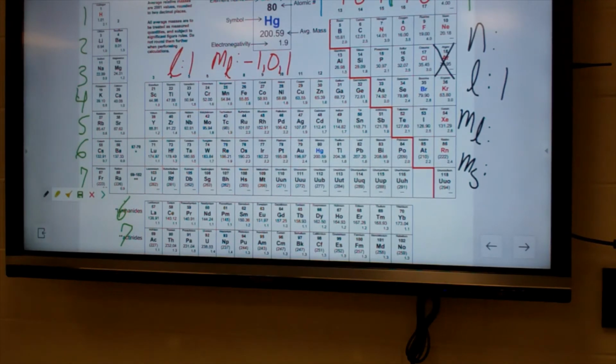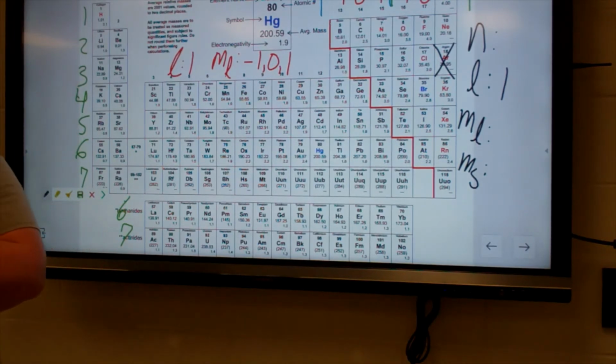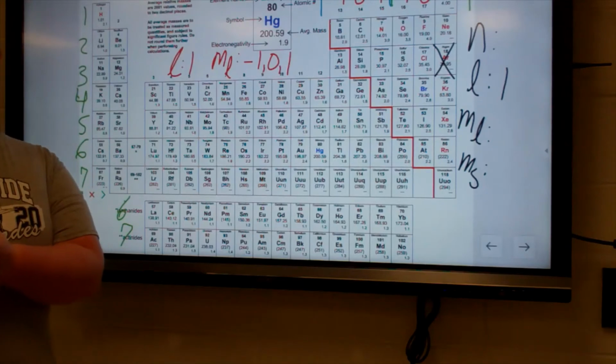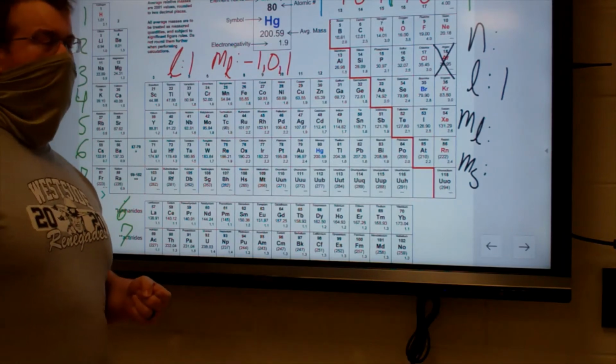Here's the thing when it comes to N. When you're looking at N, you're trying to find the energy level. Remember what N was equal to. For our S and our P blocks, N was equal to row. For D block, N equals row minus 1. For F block, N equals row minus 2. In this case, I'm in P block, so what's N equal to?